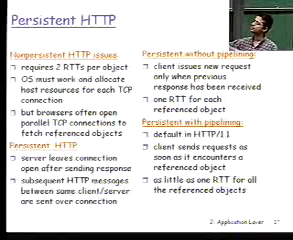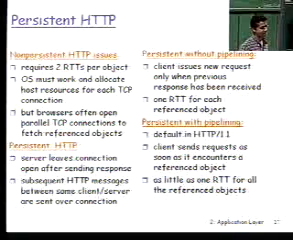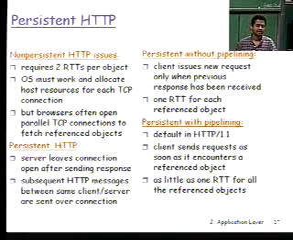In the way you do things without pipelining, the client will issue a new request only when the previous object has arrived. So what you gain here with persistent without pipelining is that you are reducing the overhead of creating the initial TCP connection. You don't have to create a separate TCP connection for each object.